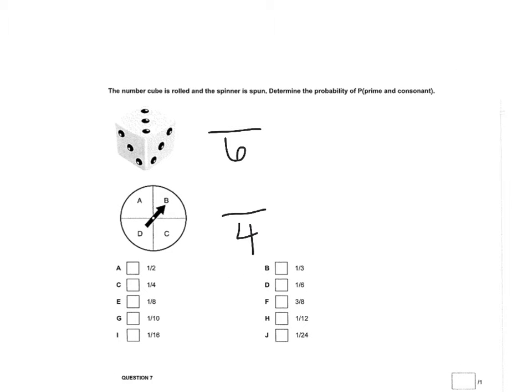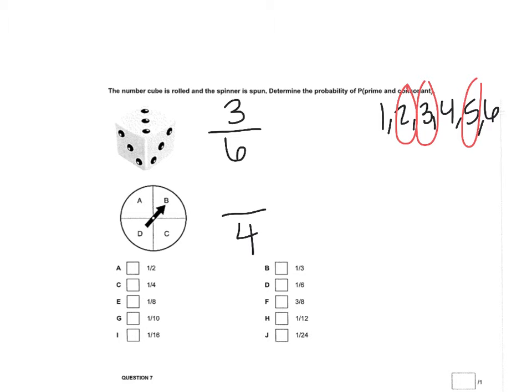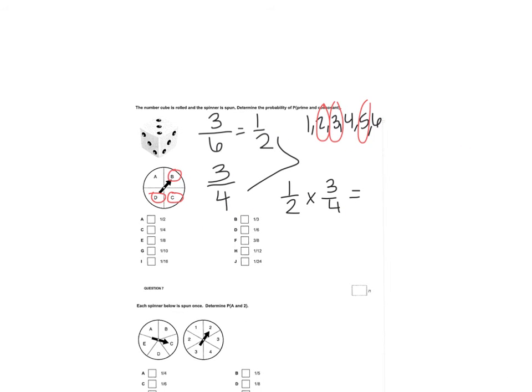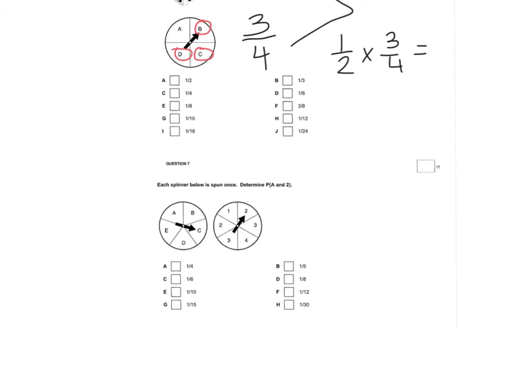Okay, same thing, out of 6 and out of 4, 1, 2, 3, 4, 5, 6. Your prime numbers, 2, 3, 5. So that's 3 out of 6, or 1/2. And a consonant, so just like the last one, our consonants are B, C, and D. And we're gonna multiply these two and then reduce if you need to reduce. Uh-oh, I might have been skipping numbers.